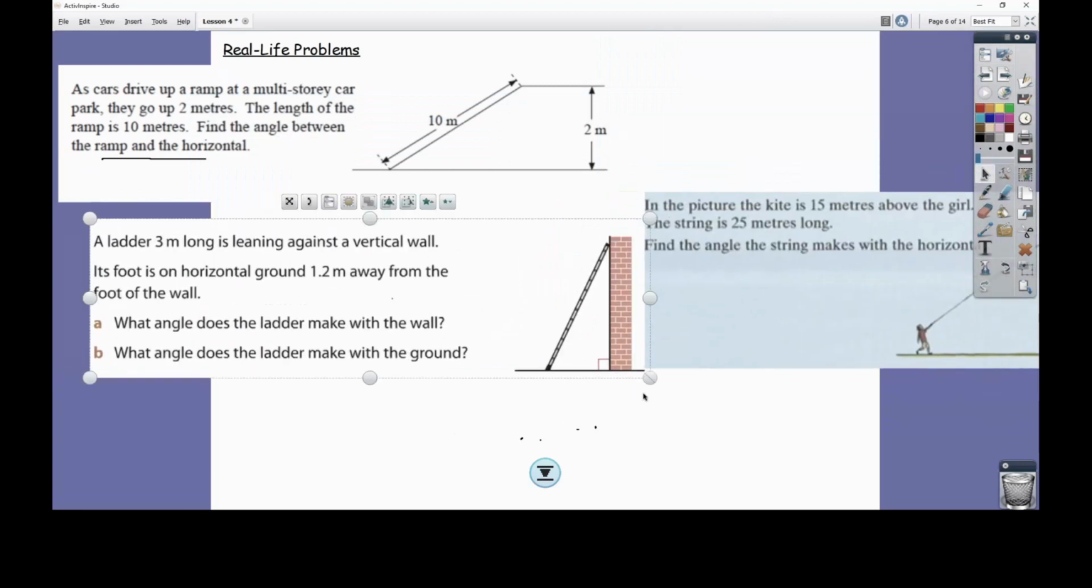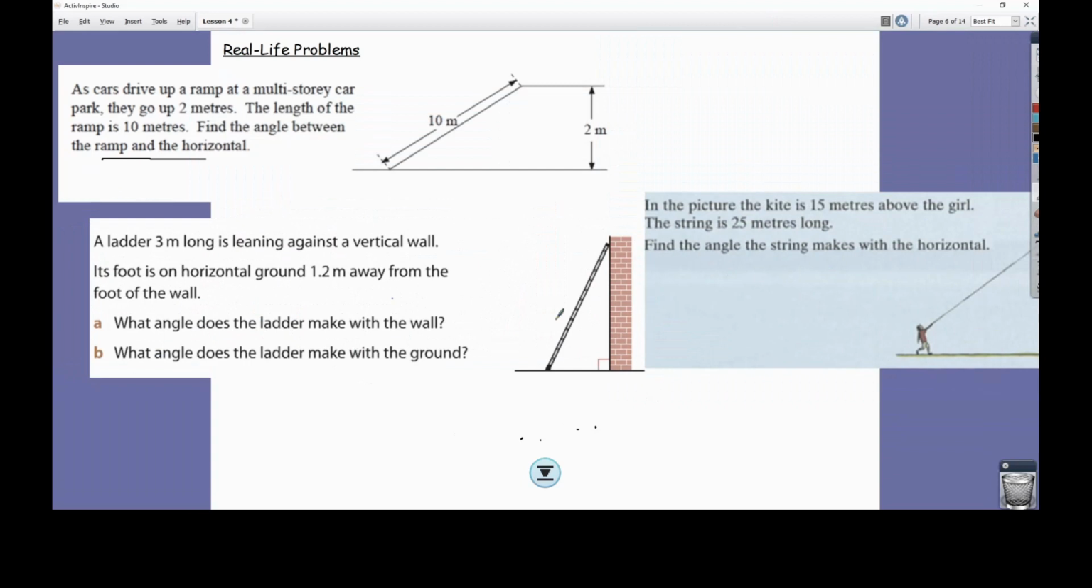There you go. So a ladder is 3 meters long and is leaning against a vertical wall. Right, we've done loads of ones like this, but let's do one more just for the fun of it. So it is 3 meters long this time. Its foot is on horizontal ground 1.2 meters away from the foot of the wall. So it's talking about the base of the wall, the base of the ladder there. We don't know the height from the bottom to the top.